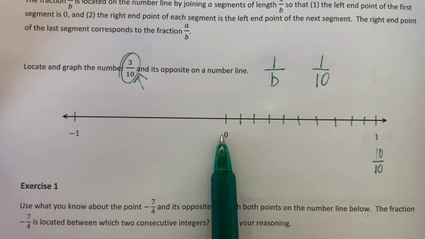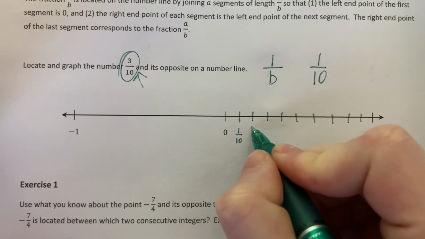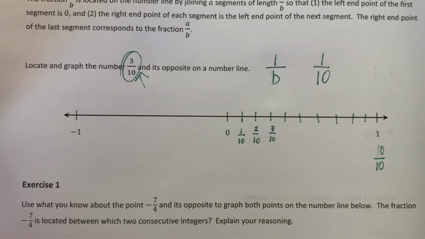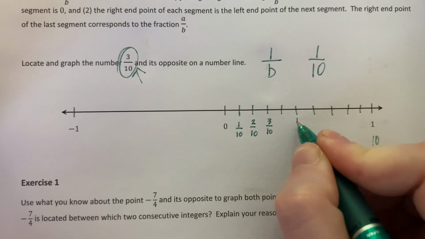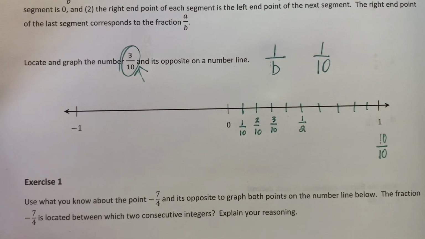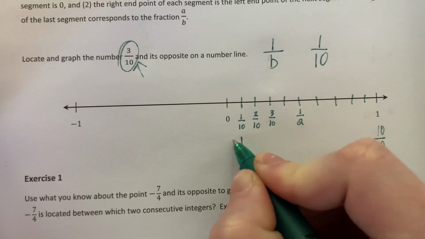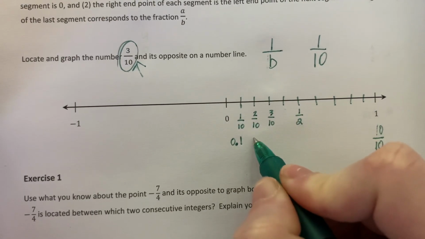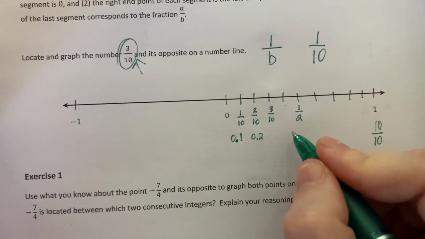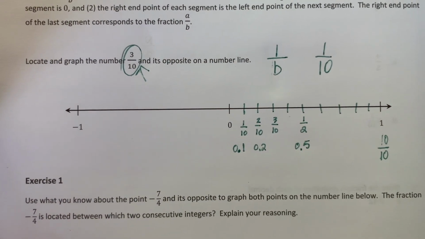Now the number directly to the right of 0 is going to be 1/10. Then after that, we would have 2/10, 3/10. It would keep going. If we were at 5/10, that simplifies to be 1/2. So don't forget those fractions can simplify. Also, we could think about it in terms of the decimal. So 1/10 is the same as the decimal 0.1. 2/10 is the same as the decimal 0.2, so on and so forth. Remember that 1/2 is the same as the decimal 0.5. So we can represent them as either fractions or decimals.